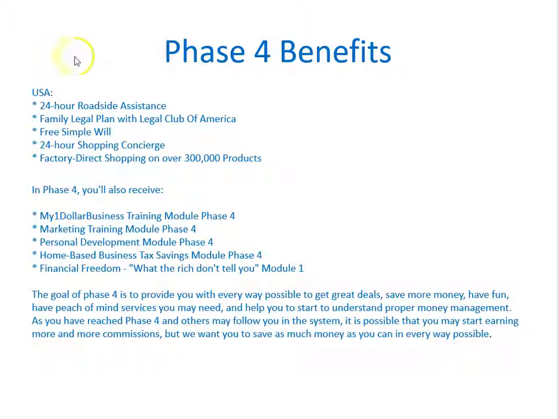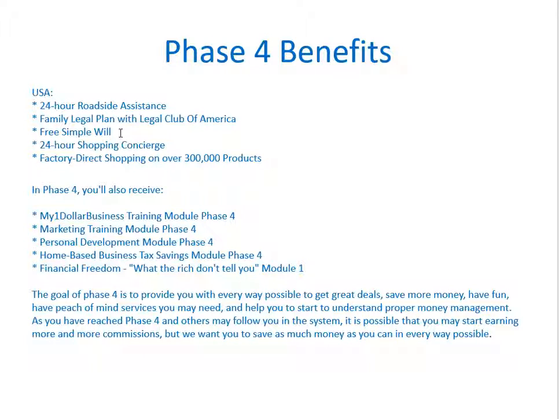So we keep those products, but we add in the United States a 24-hour roadside assistance, family legal plan from Legal Club of America. We get a free simple will that if we don't have a will, you can actually use to put a free simple will together. We have the 24-hour shopping concierge service. We have factory direct shopping to over 300,000 products. And when you say factory direct, again, that usually means savings over what you can buy these products for in the retail stores.